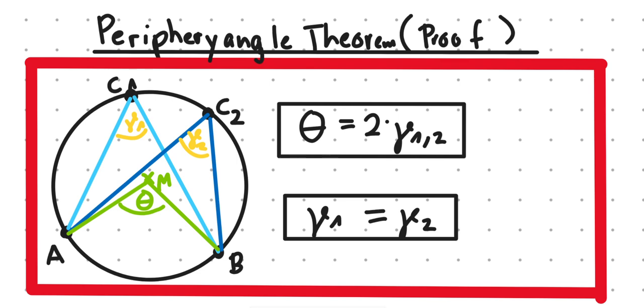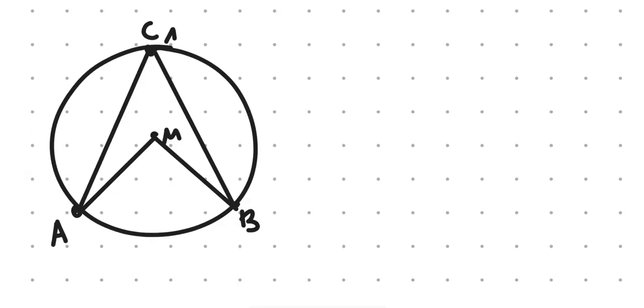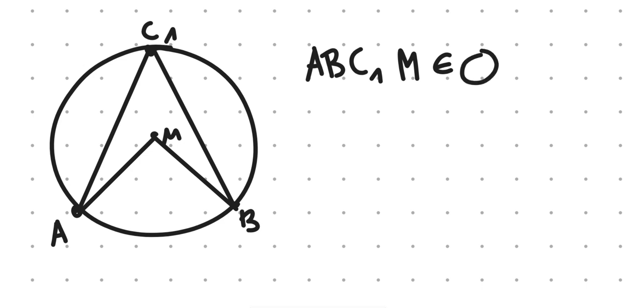Let's take gamma 1 for the degree at C1. So we would have this four-sided figure C1, A, M and B, in which A, B, C1 and M are elements of the circle. I'm going to call the circle O.